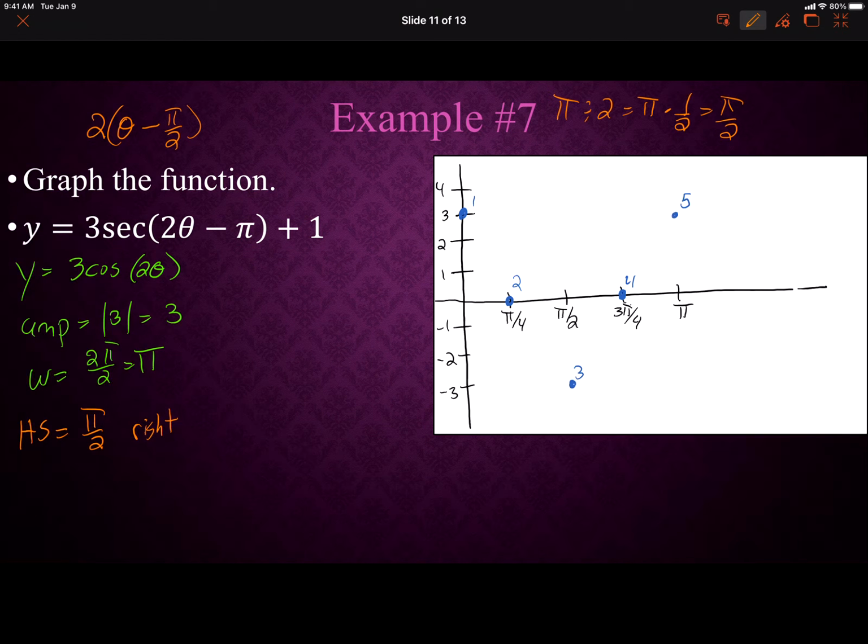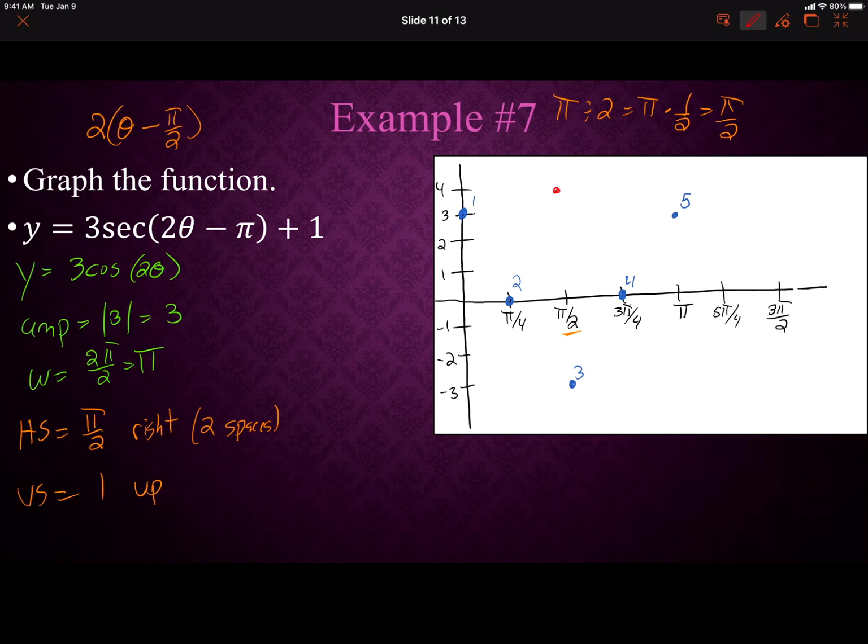So the pi over 2 is the second one, so it's going to be 2 spaces. And then our vertical shift is going to be 1 up. So each point is going to go 2 spaces to the right, so I need 2 more points here. Recognize our pattern is going up by pi over 4, so this would then be 5 pi over 4, and then 6 pi over 4, which is 3 pi over 2. So each point goes 2 spaces right, 1 space up.